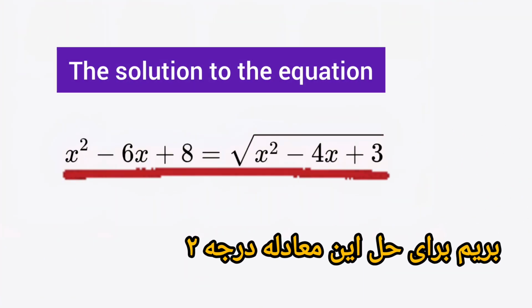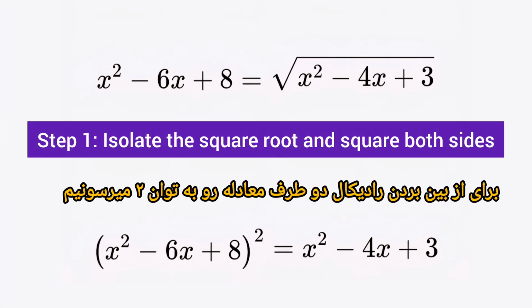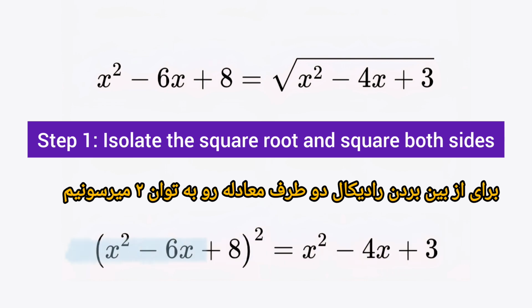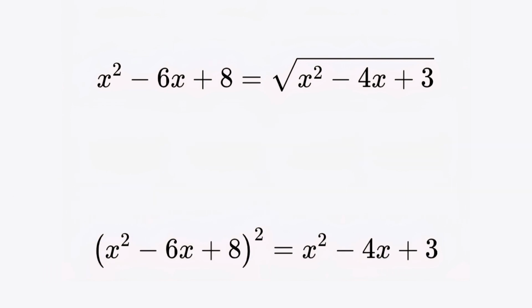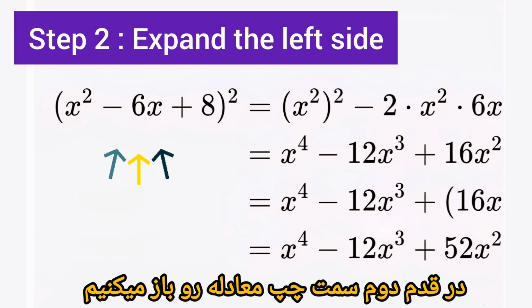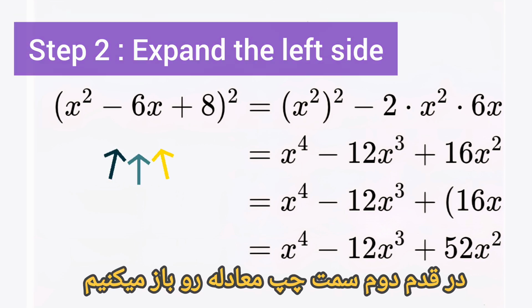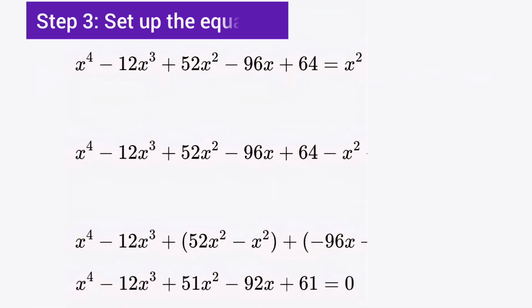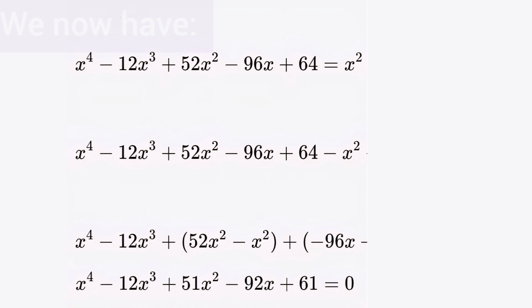The solution to the equation. Step 1. Isolate the square root and square both sides. Step 2. Expand the left side. Step 3. Set up the equation.